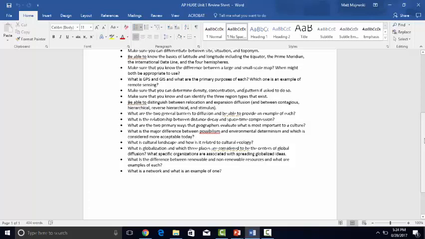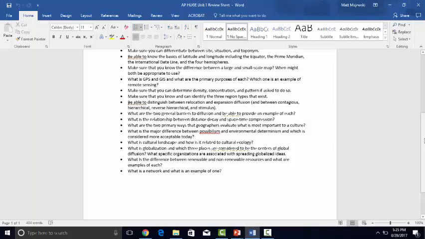And then stimulus diffusion. Stimulus, remember, is when a product spreads to a new area, it diffuses to a new area, but it changes in some way from its original item or idea. Of course, McDonald's in India, always the great example of stimulus diffusion. I hope we know what diffusion types are because you have a lot of practice on them.